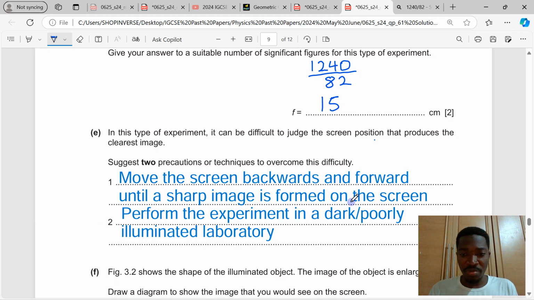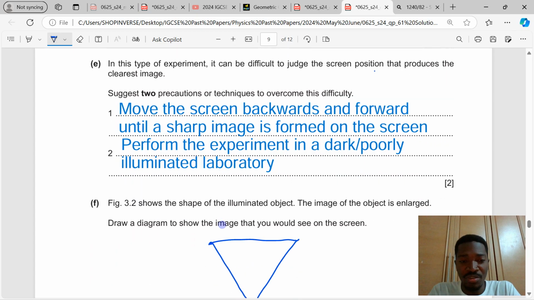Then the second one, you perform the experiment in a dark room or a poorly illuminated laboratory. So that is how you see sharp images. If the room is very bright, then when rays of light converge on the screen, the image will not be clearly seen because of interference from the rays of light in the room.